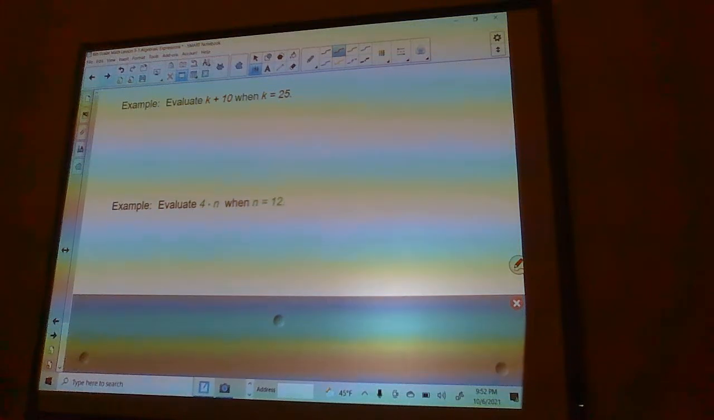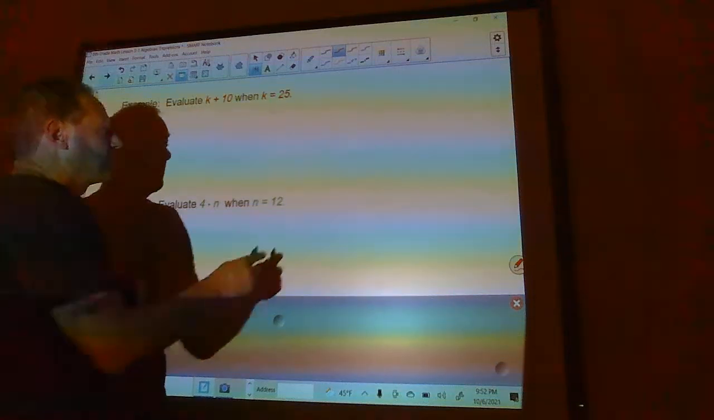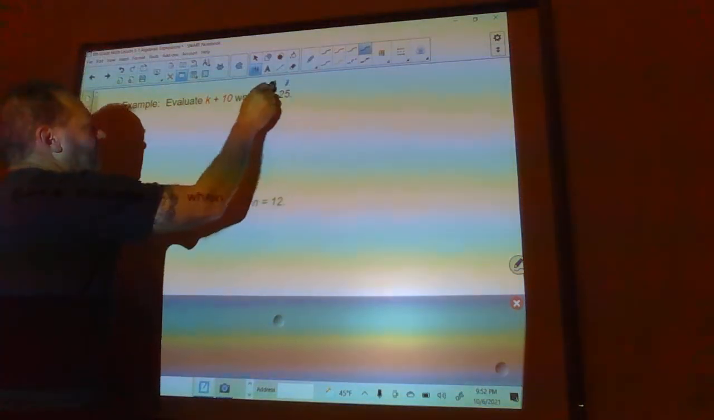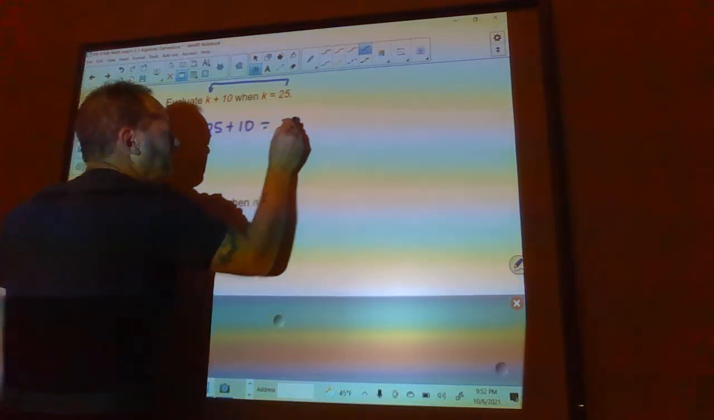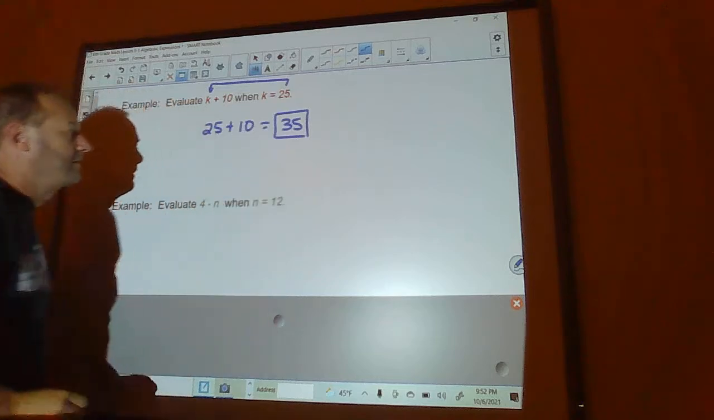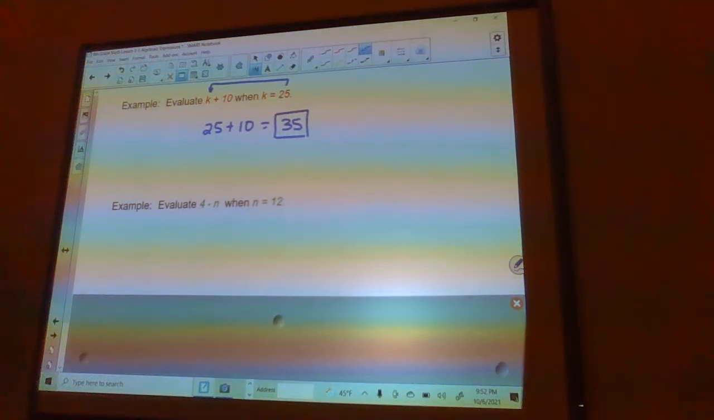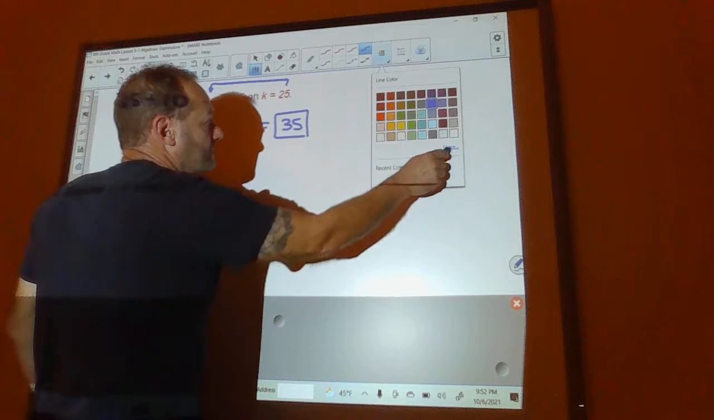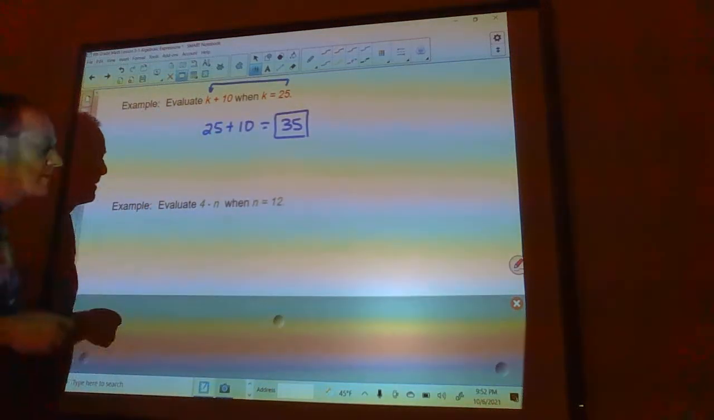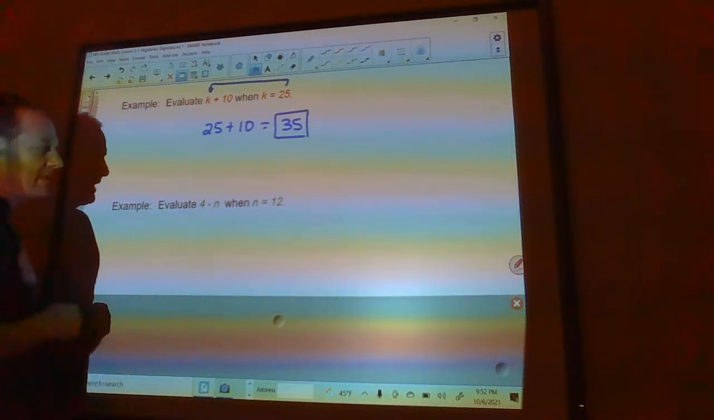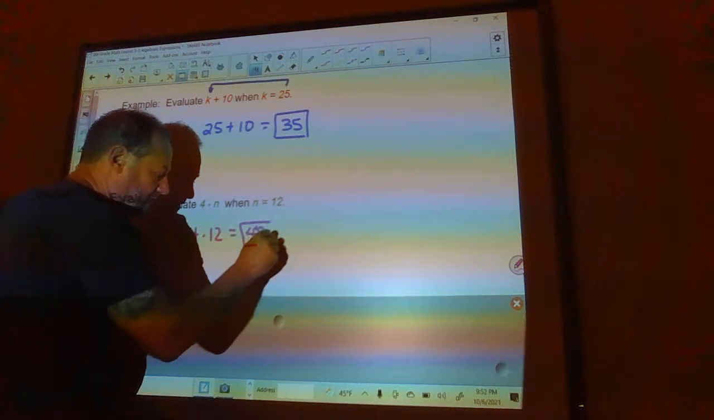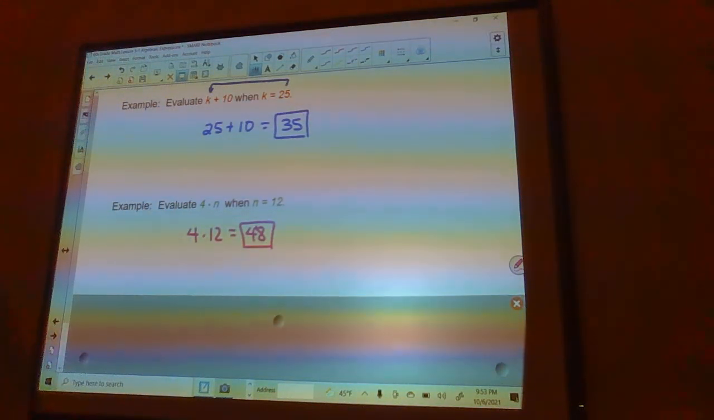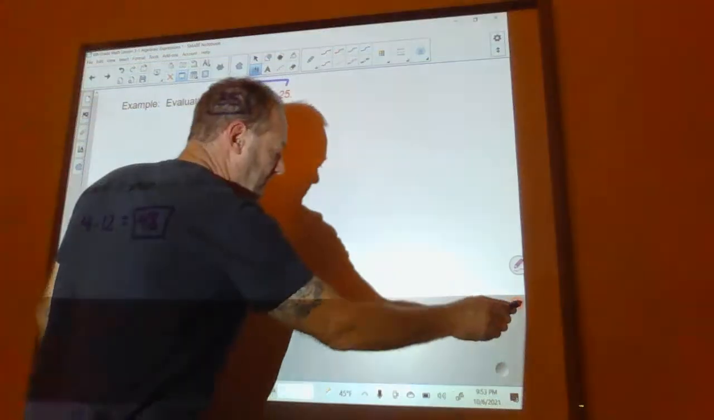Okay, evaluate k plus 10 when k is 25. So this is a pretty easy little problem. You're just going to put the 25 in for k right here, and you get 25 plus 10 is 35, and you're done. Okay, on this one, evaluate 4 times n when n is 12. That'd be 4 times 12, which would be 48. Simple stuff. You can do this all day.